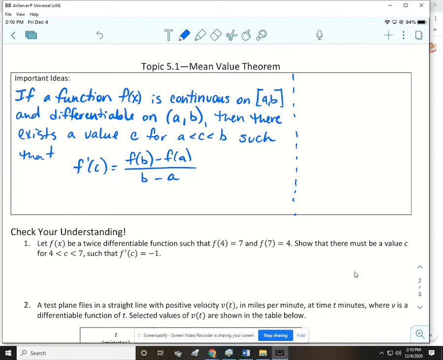So let's talk about what that means. So f prime of c stands for the instantaneous rate of change. And this difference quotient stands for the average rate of change. So if a function meets these conditions, then there is going to be a point at which the average rate of change is equal to the instantaneous rate of change.